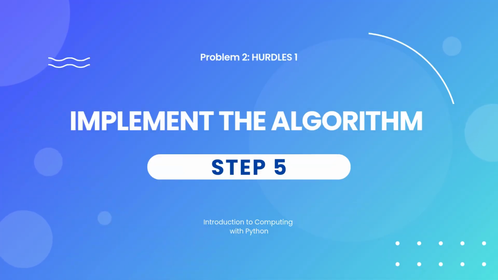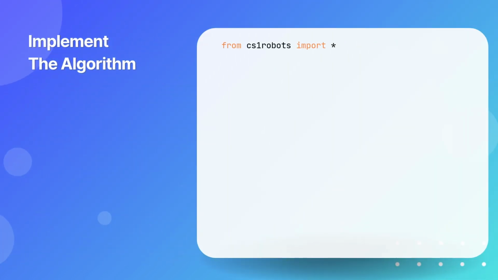Now that we've designed our algorithm, it's time to implement it and bring our hurdle jumping robot to action. The code begins with the import statement from sys1 robots import asterisk, which brings in the necessary functions and classes from the sys1 robots library to control the robot in the simulated world.